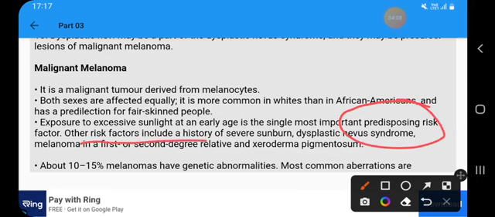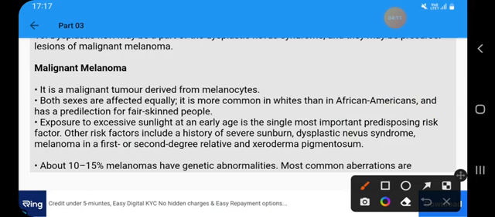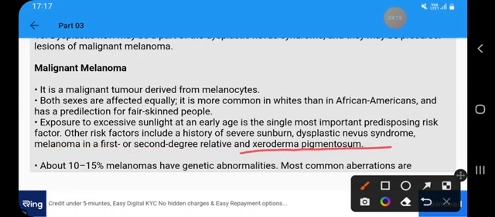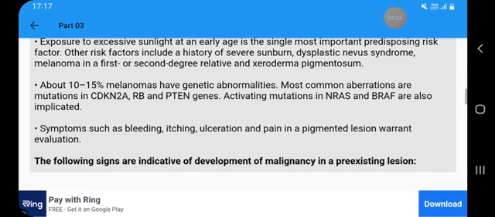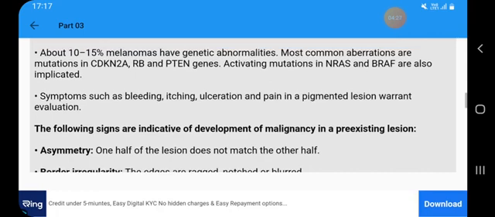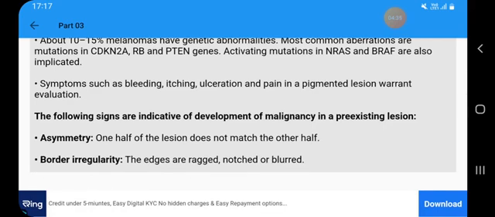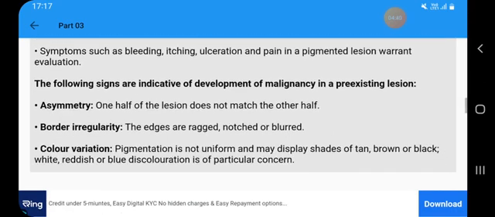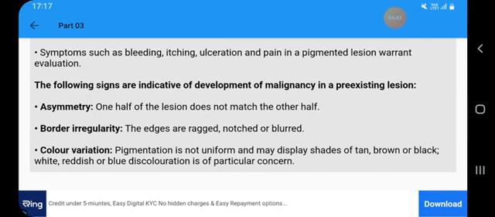Other risk factors include a history of severe sunburn, dysplastic nevus syndrome, melanoma in a first or second degree relative, and xeroderma pigmentosum. About 10 to 15% of melanomas have genetic abnormalities. The most common aberrations are mutations in CDKN2A and PTEN genes; activating mutations in NRAS and BRAF are also implicated. Symptoms such as bleeding, itching, ulceration, and pain in a pigmented lesion warrant evaluation.